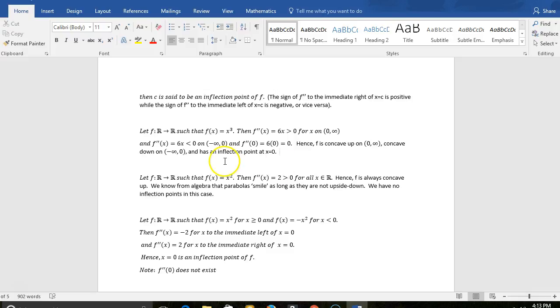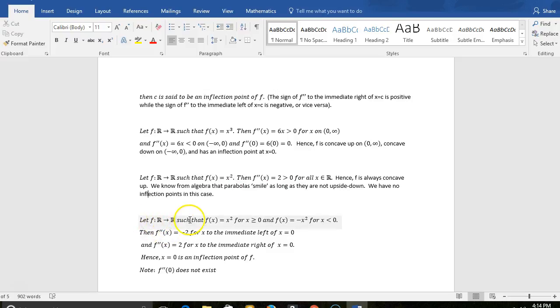Okay. Anyway, now let f be the standard parabola in this next example. Then f double prime equals 2, which is always a positive number for all real numbers. Hence, f is always concave up. We have no inflection point because if we're always concave up, we never transition from concave up to concave down. There's no chance for us to even have any inflection points because f double prime is always positive 2. And that's kind of no fun. It's easy, but it's no fun because we don't have any inflection points to speak of.